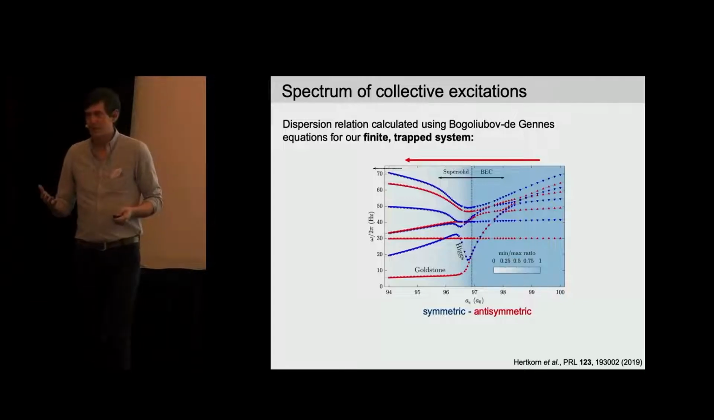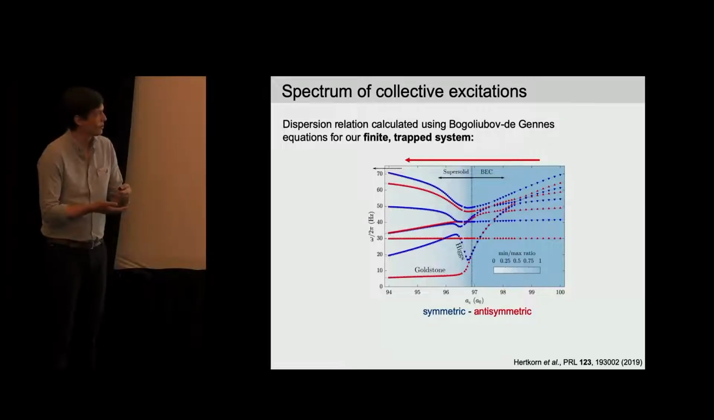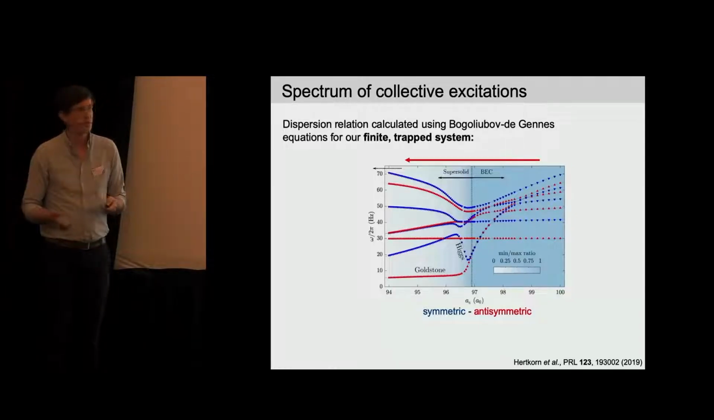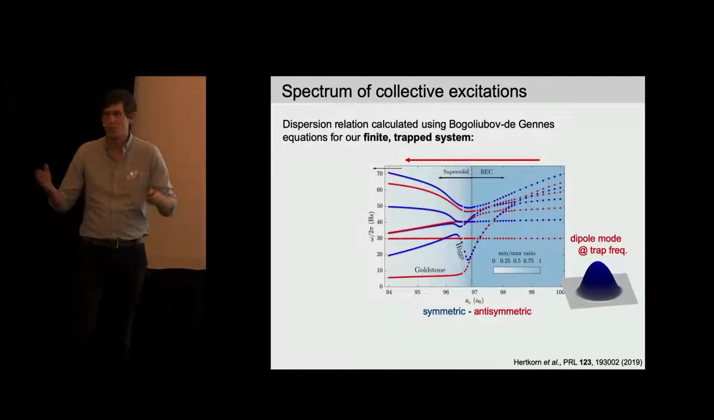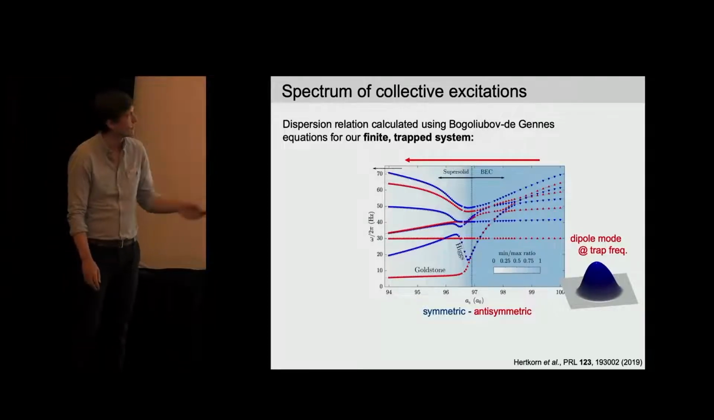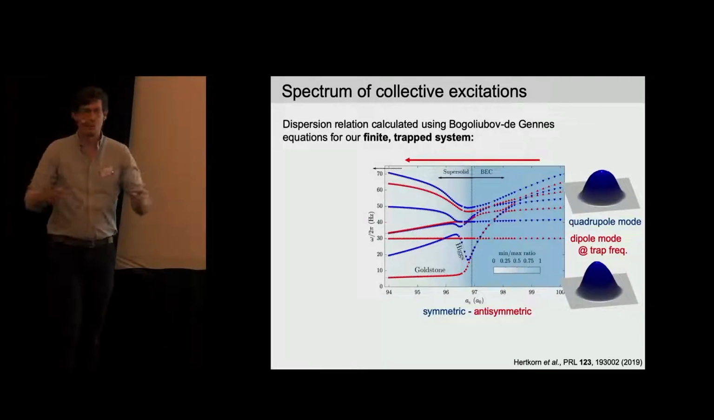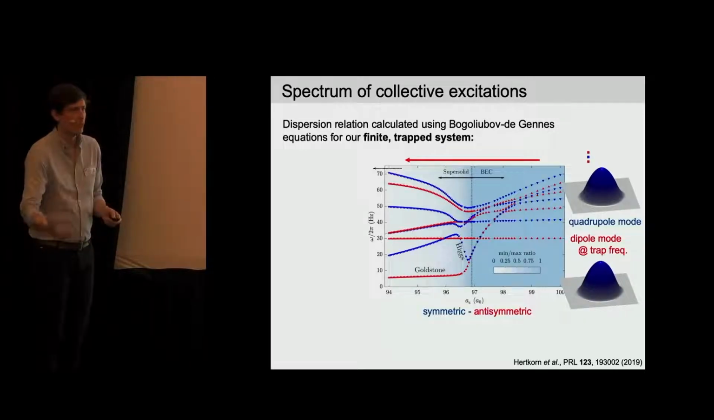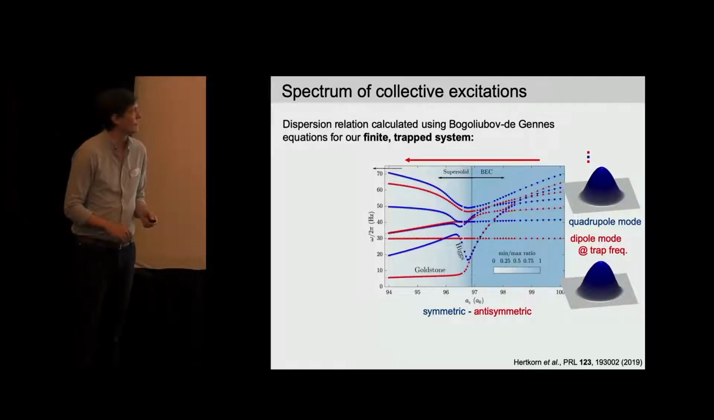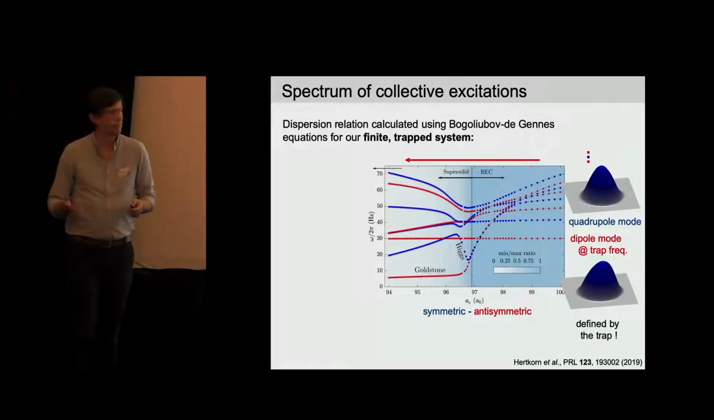Now the thing in a trap is that the gap cannot really close anymore because the lowest energy excitation is always the dipole mode. So the easiest thing you can do is have the whole gas basically slosh back and forth in the trap. As you can see here, that's the lowest one. Then you have the quadrupole mode, the gas is breathing, and so on and so forth, many more modes. That's the usual BEC excitations. And they're sort of defined by the trap in this case.